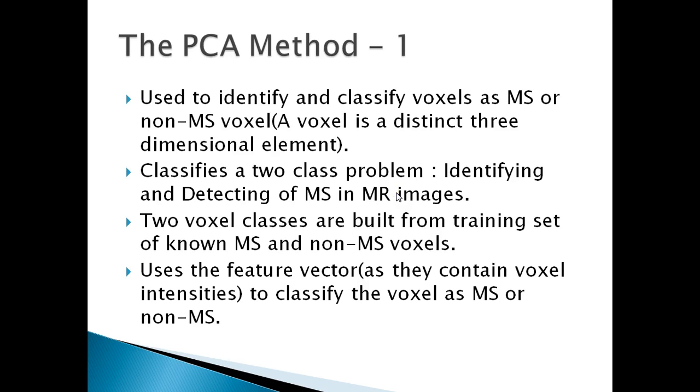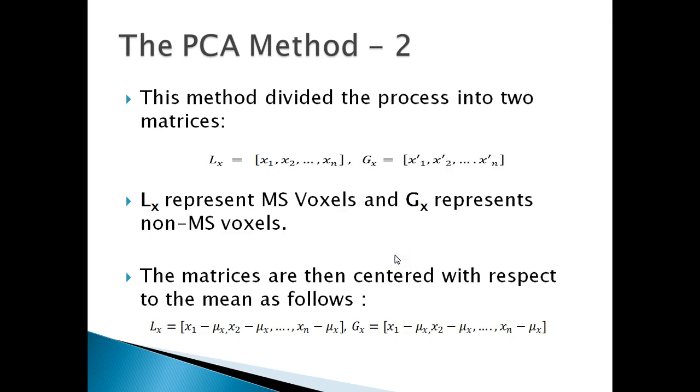So the PCA method is basically used for this project. It's used to identify and classify voxels as a multiple sclerosis or a non-multiple sclerosis voxel. A voxel is basically a 3D pixel, a three-dimensional element. So the PCA classifier is responsible for classifying a two-class problem, identifying and detecting the multiple sclerosis in MRIs. The two voxel classes are built from the training set of the MS and non-MS voxels. The PCA uses the feature vector because it contains the voxel intensities to classify the voxel as MS or non-MS.